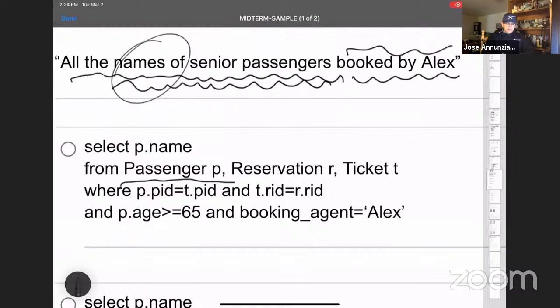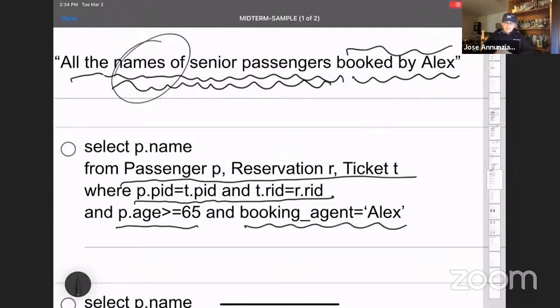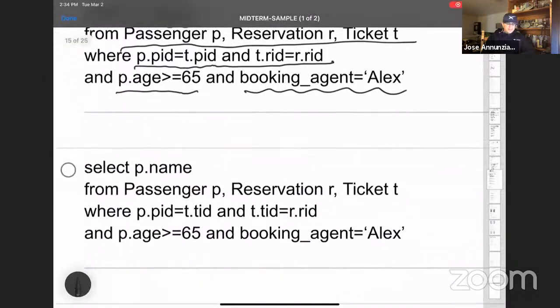So there it is. We have the 3 tables. Very good. And these are the joins: passenger to ticket, and then ticket to reservation. So that's promising. And we're filtering the passengers who are seniors, age is greater than or equal to 65 years old, and the booking agent is Alex. So that looks promising. And we're printing the passenger name. Okay, good. That looks good.